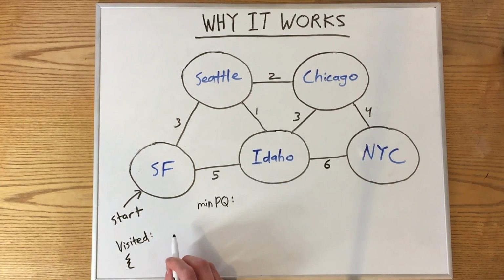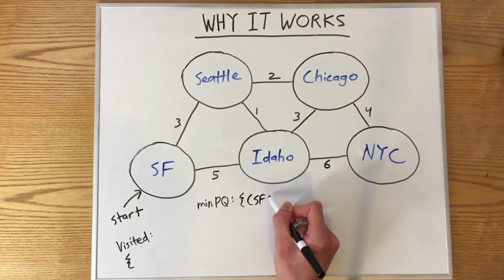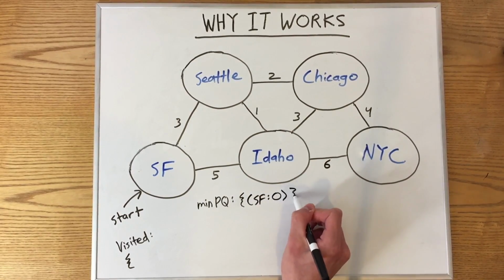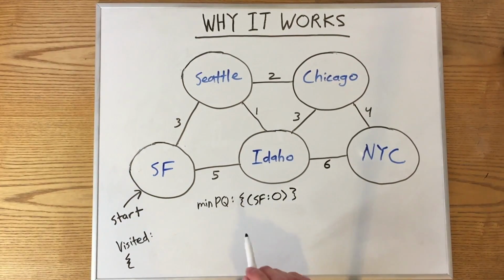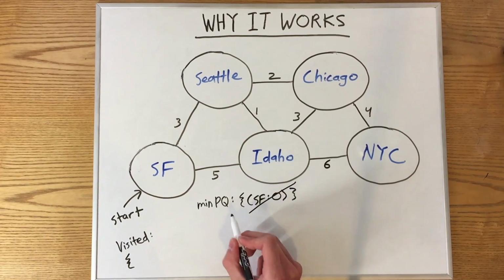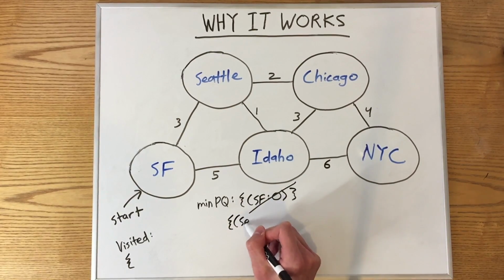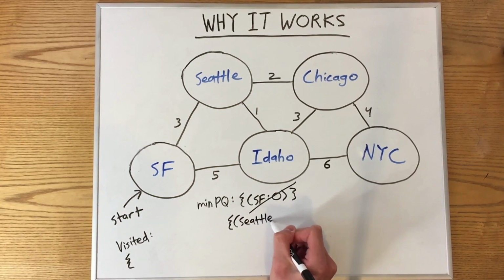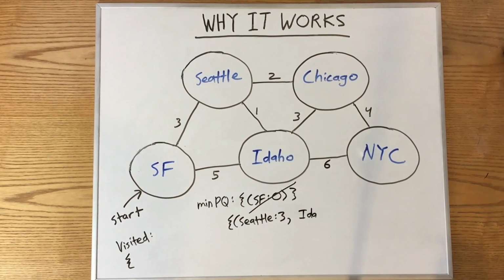So first of all, we know that we add the start node to our min PQ in the beginning. So SF, and it has a priority of 0. Then, at each step of Dijkstra's algorithm, we remove the item with the smallest priority from our min PQ. So we remove it, and then we add all of its immediate neighbors. So then we add Seattle, that's got a priority of 3. Then we also add Idaho, which has a priority of 5.